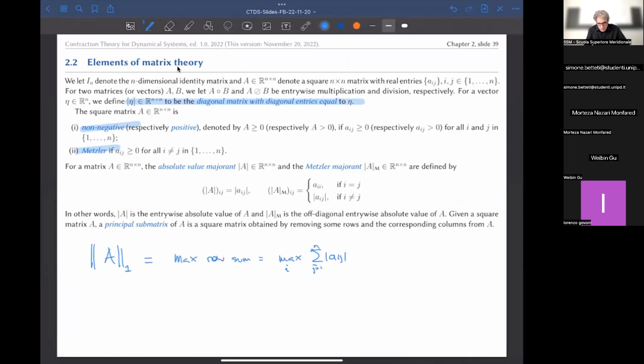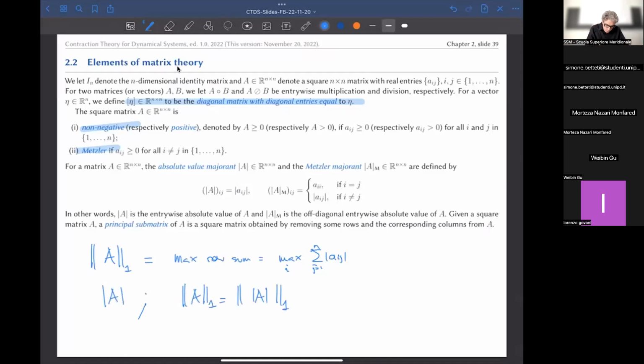I'm going to let this denote the absolute value of A, which is the entry-wise absolute value. Each entry of A, I take the absolute value. It's a new matrix whose entries are equal to the absolute value. So now, by definition, the induced one norm of A is equal to the induced one norm of the absolute value of A. Why? Because look at the formula. In the formula, it only depends upon the absolute values.